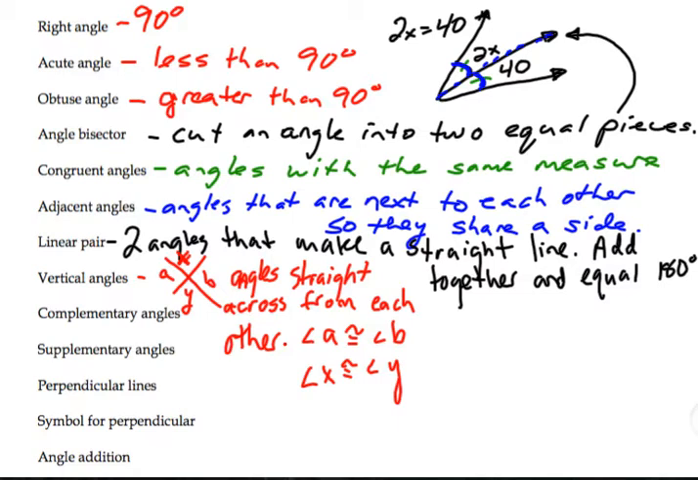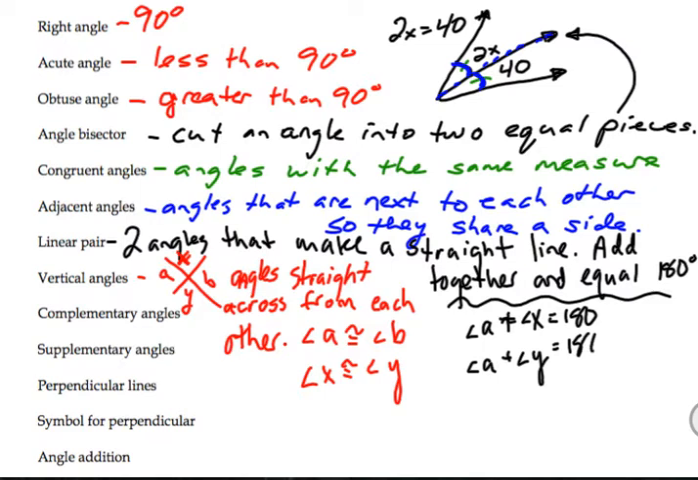If I use that picture up there for the rest of my linear pairs, angle A plus angle X has to equal 180. Or angle A plus the one underneath, which is Y, has to equal 180. Then angle B plus angle X equals 180, and angle B plus angle Y equals 180. So there are 4 linear pairs there. There are 2 vertical angles. So you just have to get good at recognizing which one we're talking about.